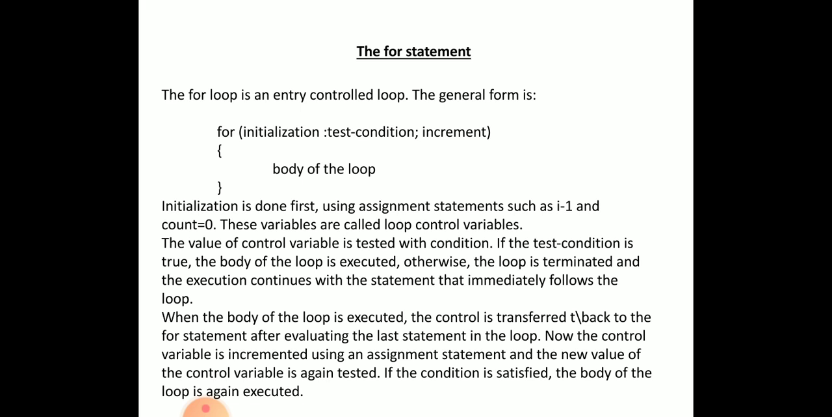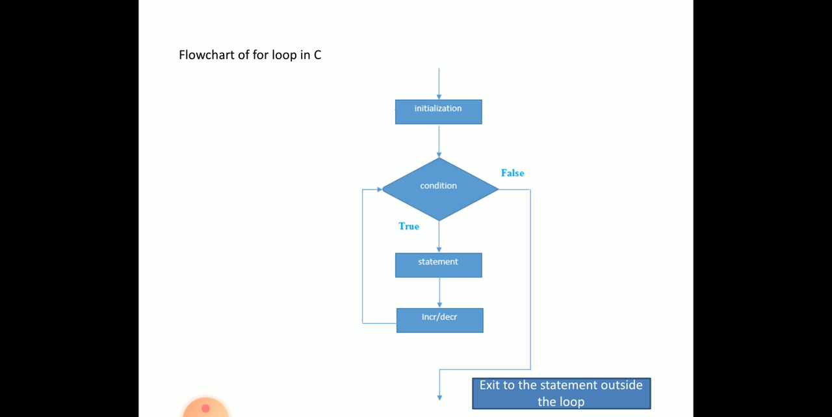So after evaluating the last statement in the loop for the first time, now the control variable is incremented using the assignment statement. The incrementation may be like I equal to I plus 1. So this incrementation part will be executed, and again it tests for the condition. If the condition is again satisfied, the body of the loop is again executed. This process continues until the value of the control variable fails to satisfy the test condition. So that is given on the flowchart of the for loop.